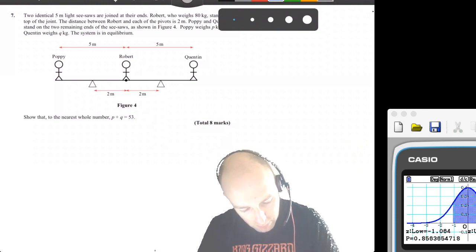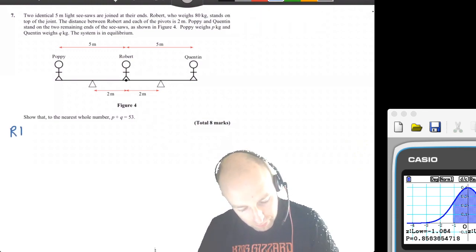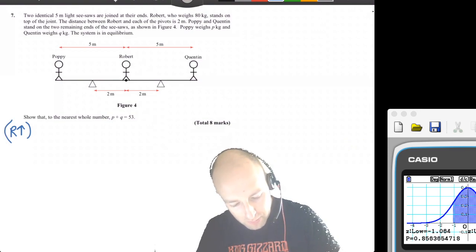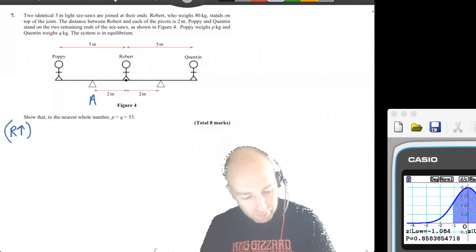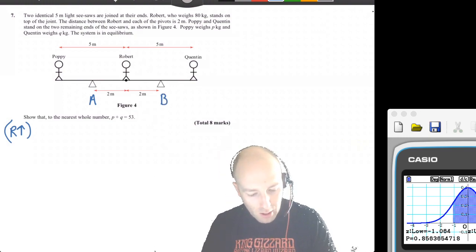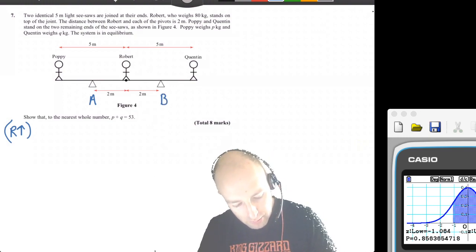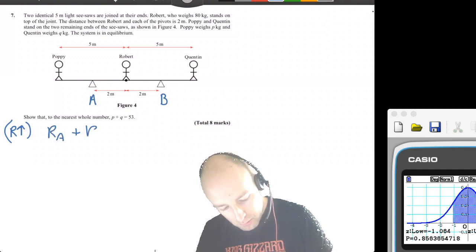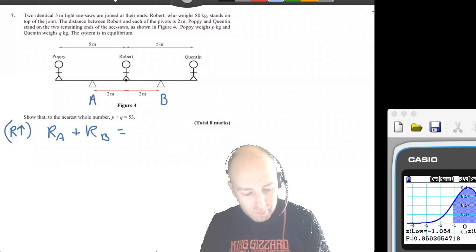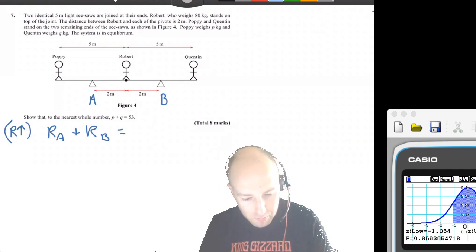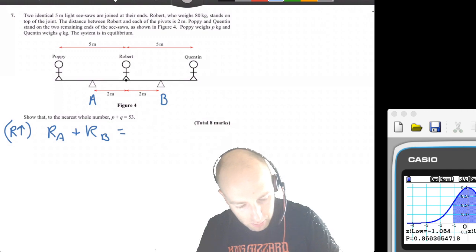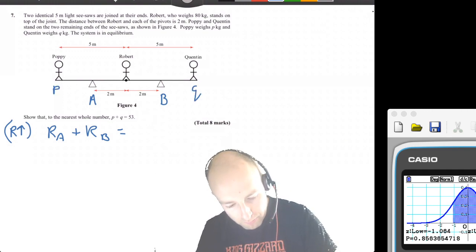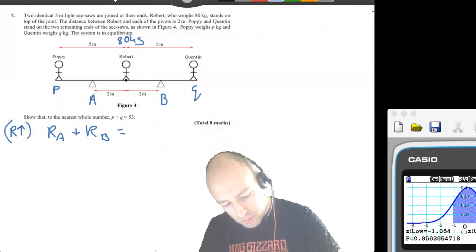So if we resolve up, if we name each pivot, then we'll call this one pivot A and this one pivot B. Resolving upwards, then we get RA plus RB equals, because it's an equilibrium, Poppy's weight, which was P, Quentin's weight, which was Q, and Robert, which is AT. So P plus Q plus AT.